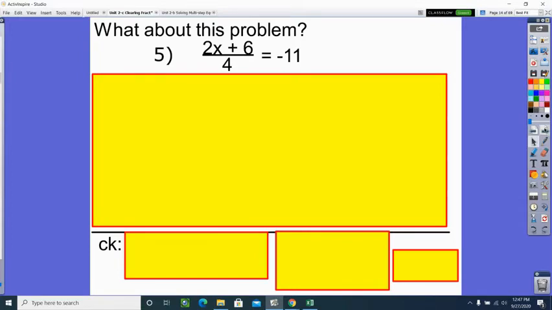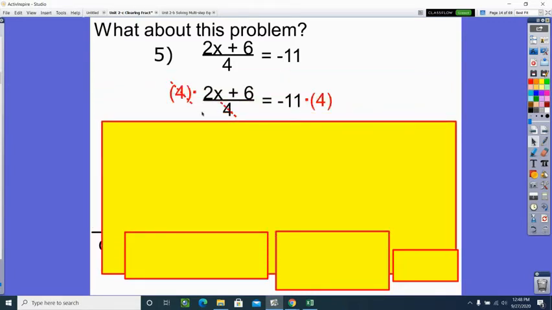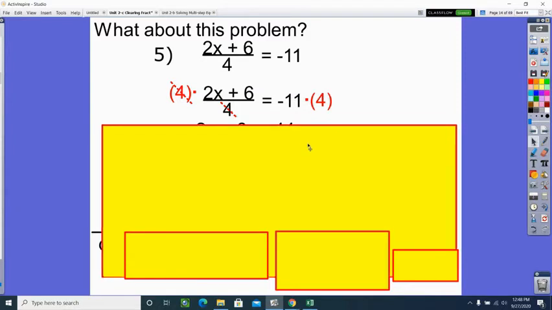Okay, so this problem looks a little bit different, but do you see that common denominator? There are 2 terms that are sharing it. So we want to multiply everybody by that common denominator of 4. That's where we're going to start. And when I multiply the left by 4, and please don't forget to multiply the right by 4, that's a common mistake, I'm going to have 4 over 1. These will actually cancel. So now I have 2x plus 6 equaling negative 44.